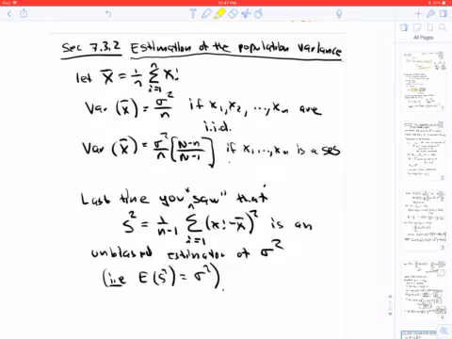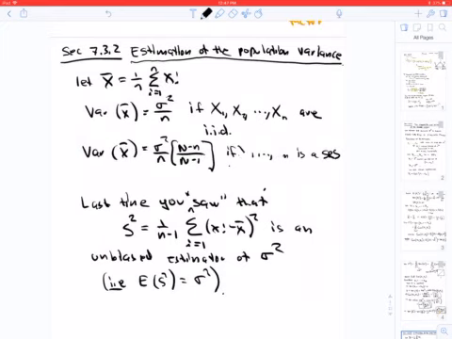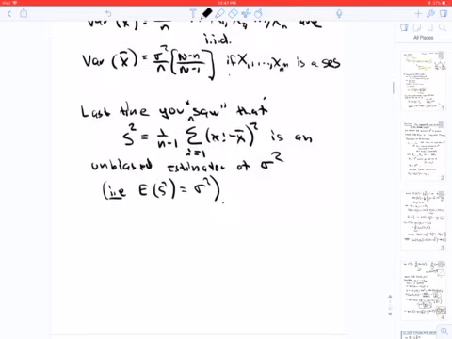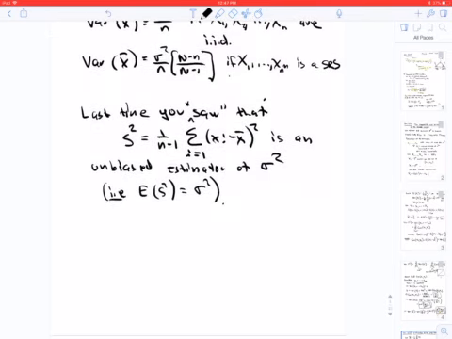I'm being very sloppy with small x and big X. Let me clean that up a bit. So capital X represents random variables.